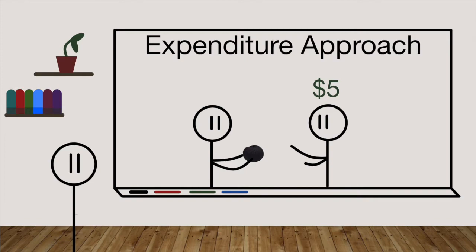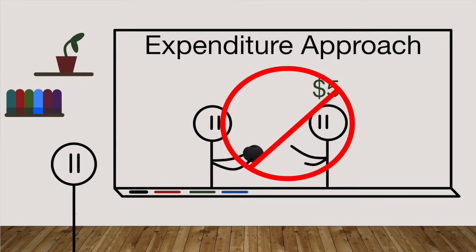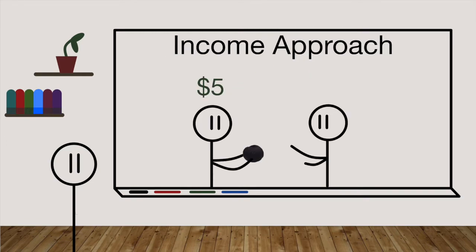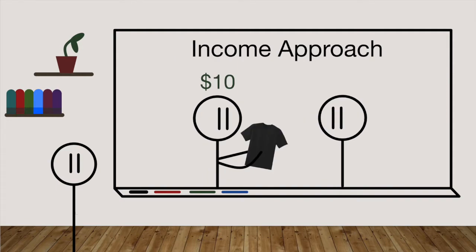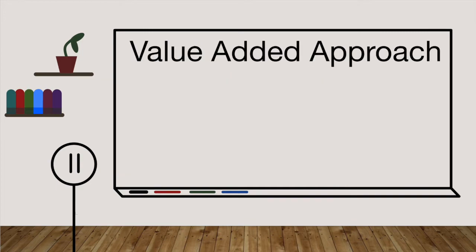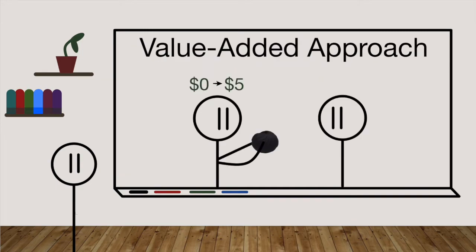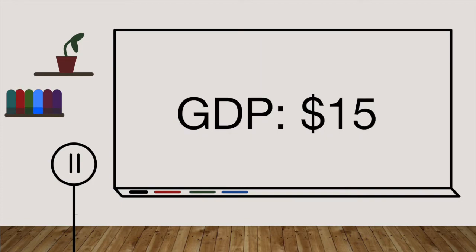The $5 spent isn't counted because the material wasn't a finished good. Through the income approach, the $5 profit from the person who sold me the materials plus the $10 profit from me selling the shirt for $15 adds up to the variable being $15, so GDP is $15. In the value-added approach, the person who sold me the material added $5 to the value of the material, and I added $10 when I sold it as a shirt. That also adds up to $15. So you can see that in all the approaches, GDP is the same, $15.